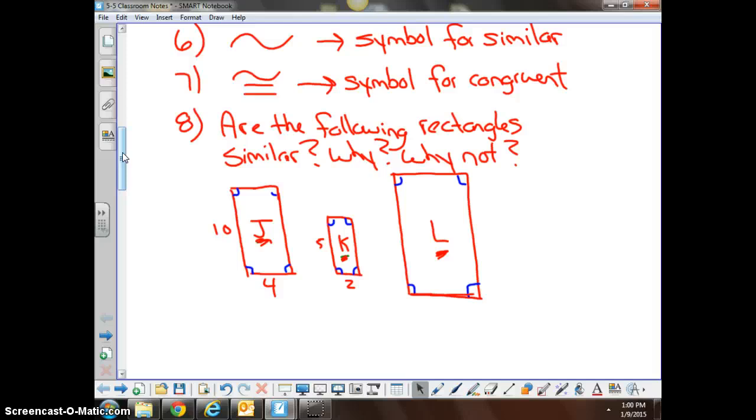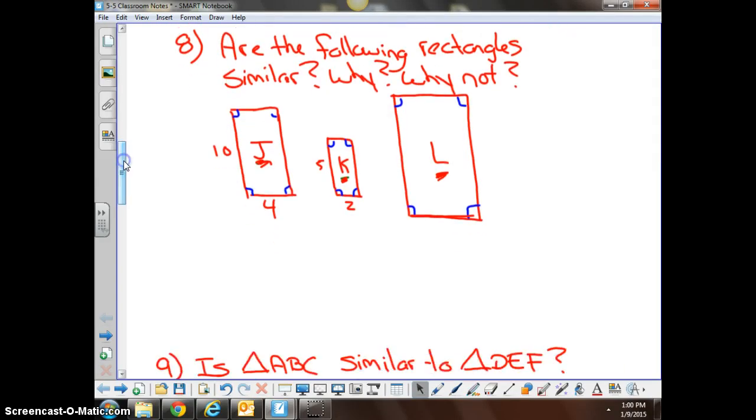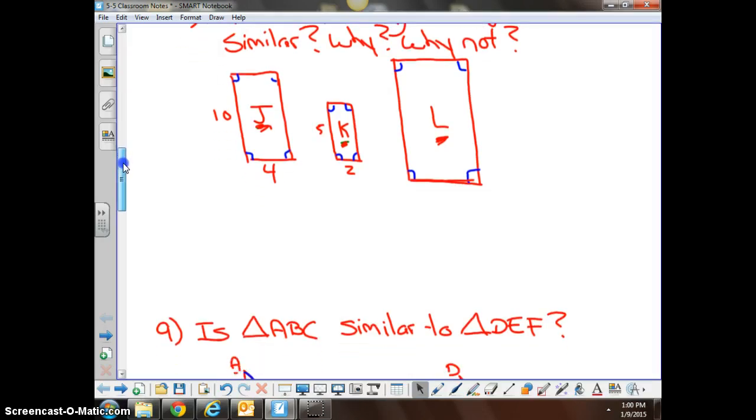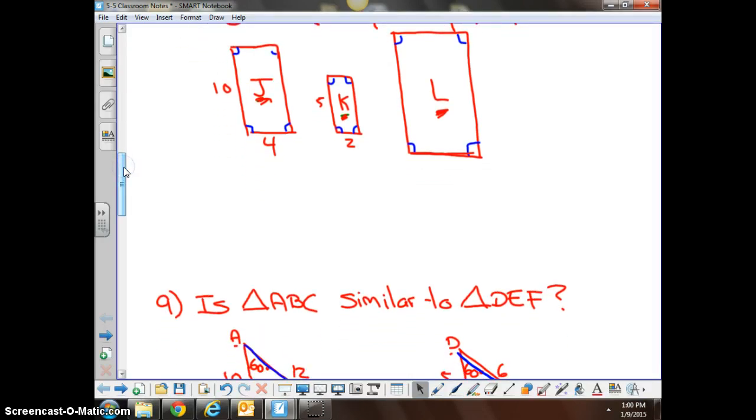Number 8, are the following rectangles similar? Why are they similar? Why are they not similar? So going back and using what you know about the definitions and also on how to check for sides to be proportionate from our last lesson, we're going to determine if rectangle J is similar to rectangle K is similar to rectangle L.